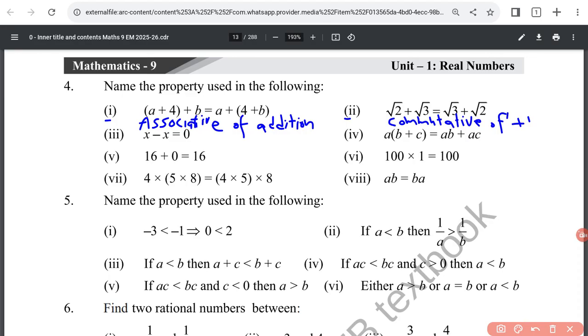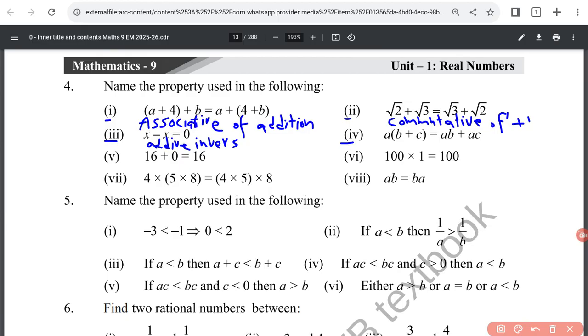Okay, we move towards the third one, that is x minus x is equal to 0. So it is additive inverse. If we talk about the fourth one, a into (b plus c) is equal to ab plus ac.